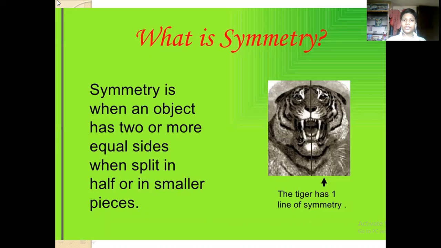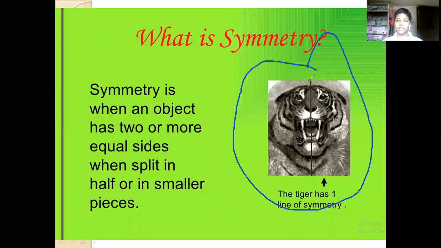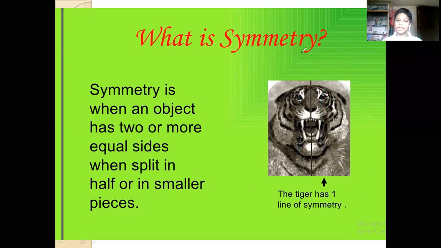And in this we have a picture of a tiger. We know the tiger is the national animal of India. They have drawn the tiger like this, so this side portion and this side portion are equal. So they said the tiger has one line of symmetry. Now see, if you draw the line like this, this side is not equal to this side. So this is not a line of symmetry, but this is.